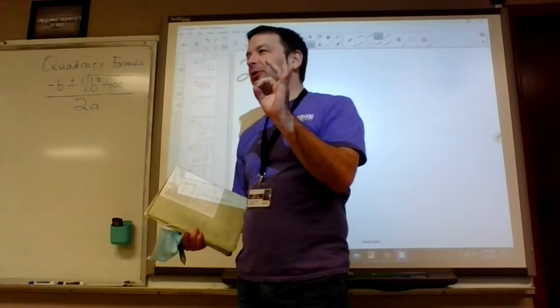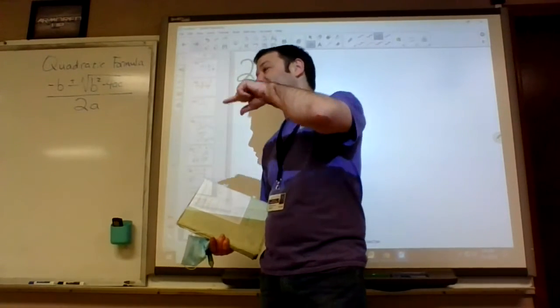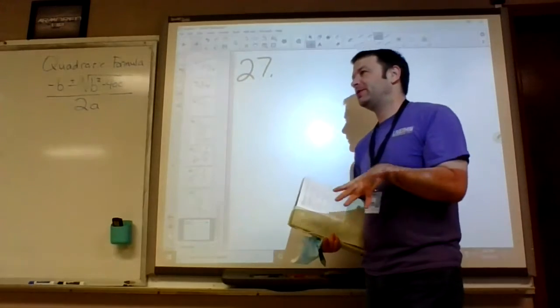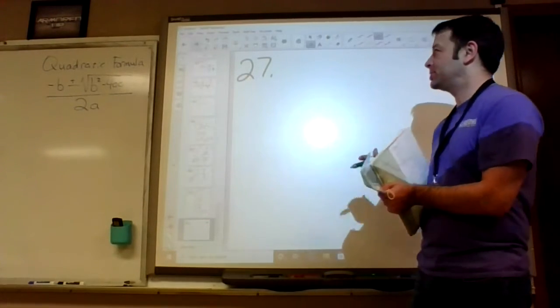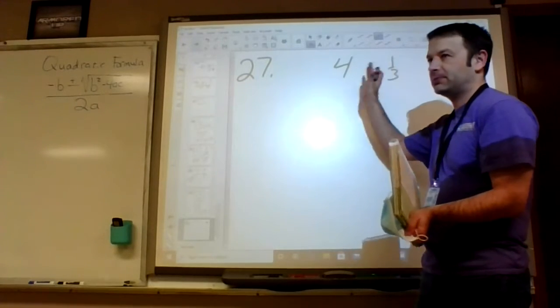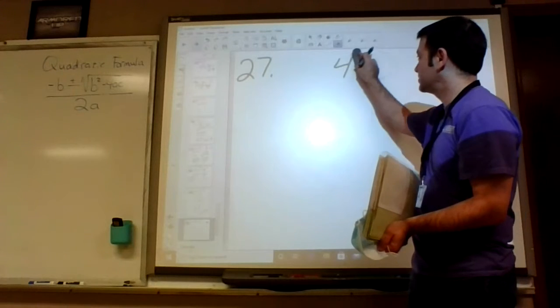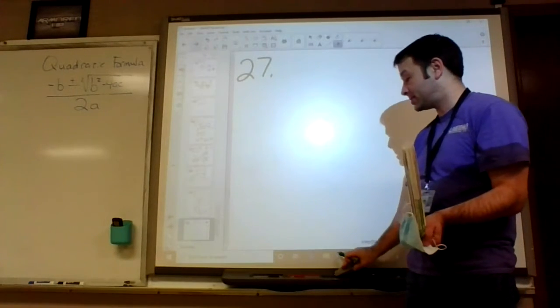The slopes of the lines, if they're parallel, have to be the same. If they're perpendicular, they have to be opposite reciprocals. If there's no relationship, like 4 or negative 1/3, they're just random, they're not parallel or perpendicular. So we have to figure out what the slopes are.